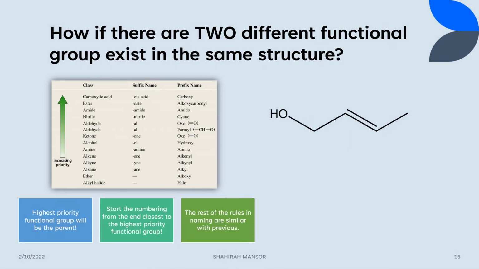Okay, so how about this molecule pula? Kita ada how many carbon atoms? Kita ada sebanyak 4 carbon atoms. Okay, 1, 2, 3, 4. Dan kita ada 2 functional group iaitu hydroxyl dan juga carbon-carbon double bond.